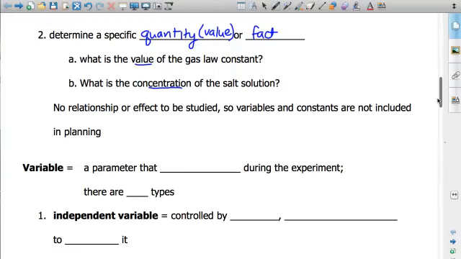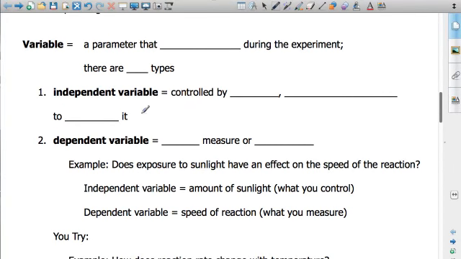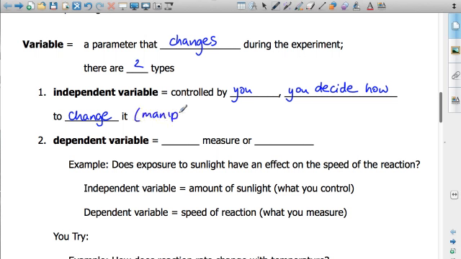Okay, so I've mentioned a variable a couple times. What is a variable? A variable is a parameter that changes during the experiment, and there are two types. The first type we're going to talk about is an independent variable. It's controlled by you. You decide how to change it. Oftentimes this is also called the manipulated variable.